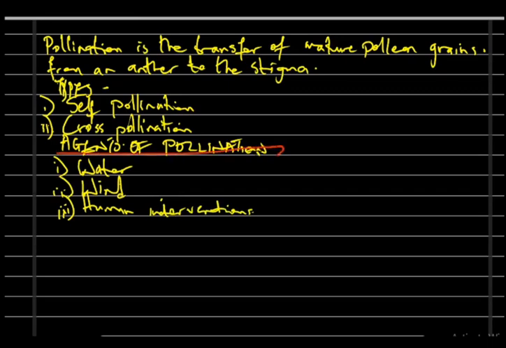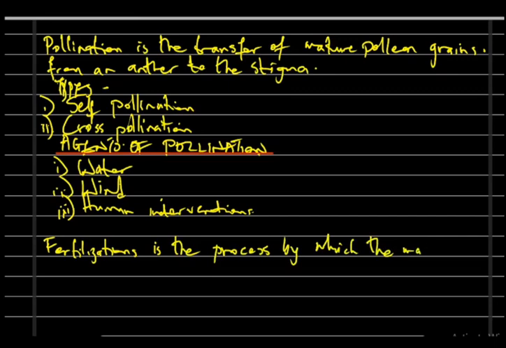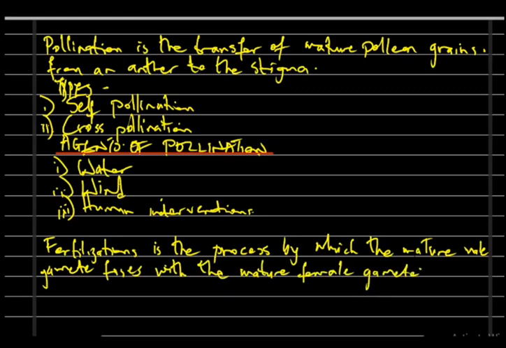And then the last one talks about the ability of the organism to actually carry out fertilization. That is what the last option there is talking about. Fertilization is the process by which the mature male gamete fuses with the mature female gamete to produce a zygote.